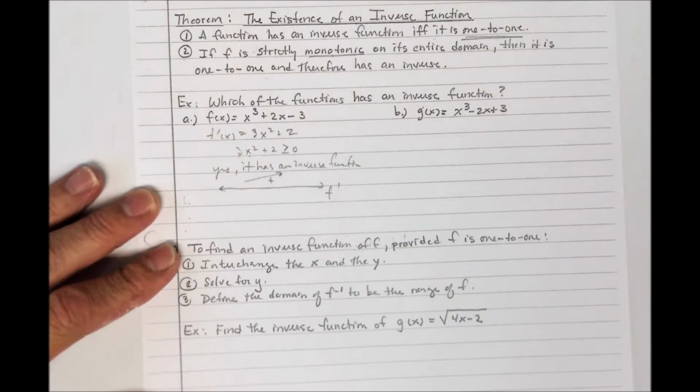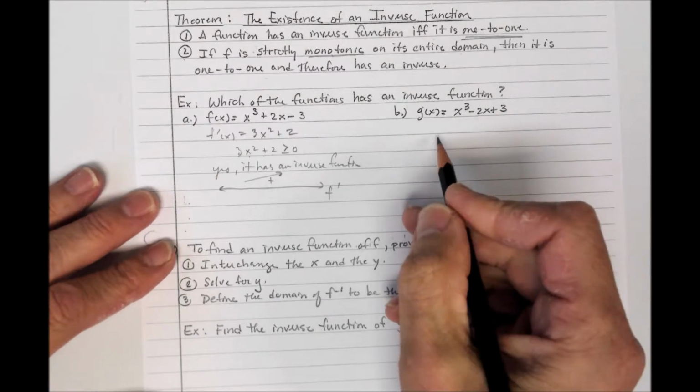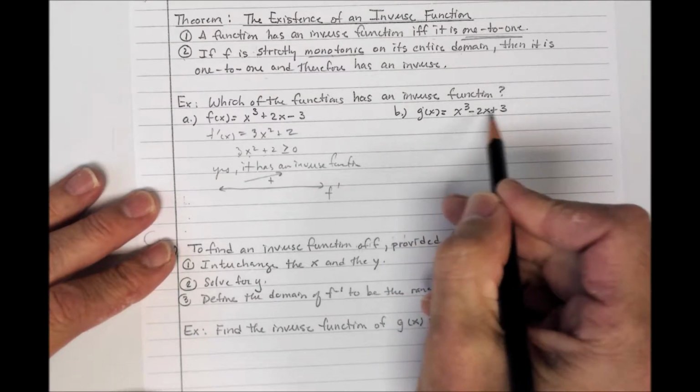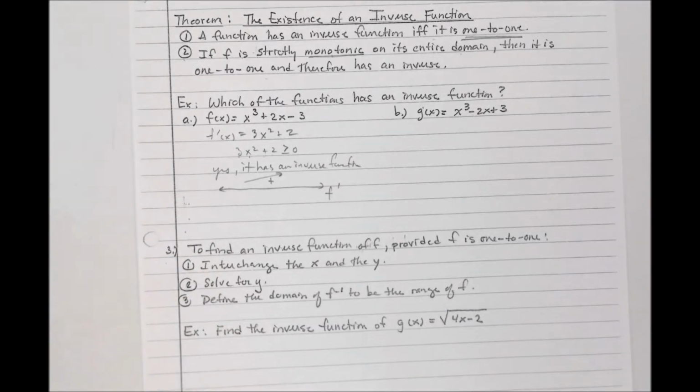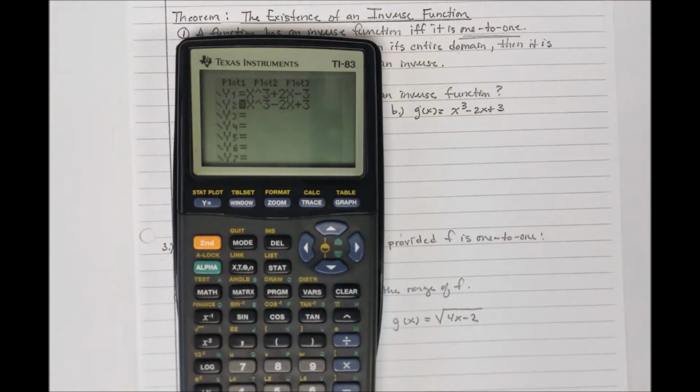All right. Now on the second guy over here, it looks very similar. I just changed a couple of the signs here. Let's determine if g has an inverse function. So let me go back to my, let's see if I can get this here first off. All right, now here's the second function here. Let's go ahead and push its graph.